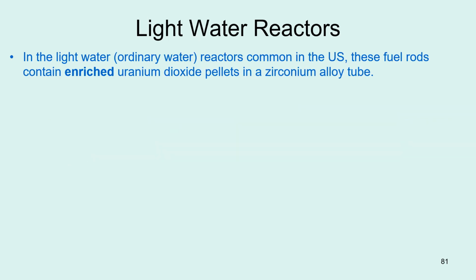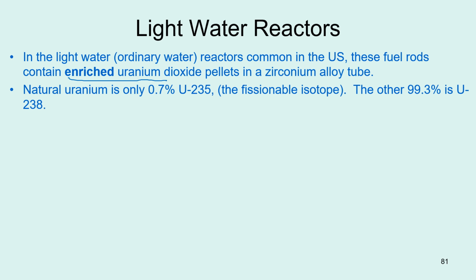So one kind of nuclear reactor is called a light water, an ordinary water reactor, and those are common in the US. And in this case, the fuel rods will contain enriched uranium. So you've probably heard that in the news. What is enriched uranium?